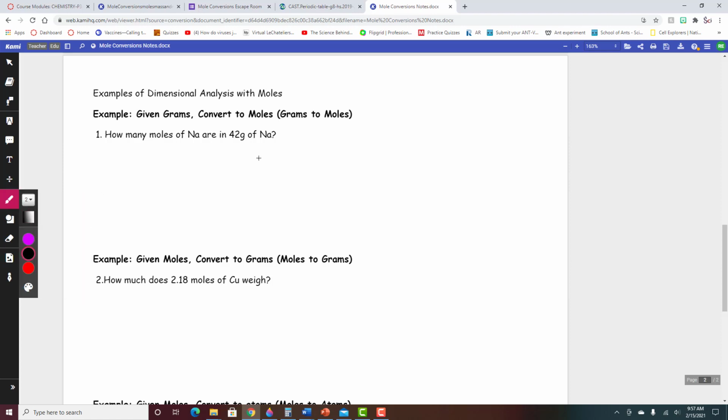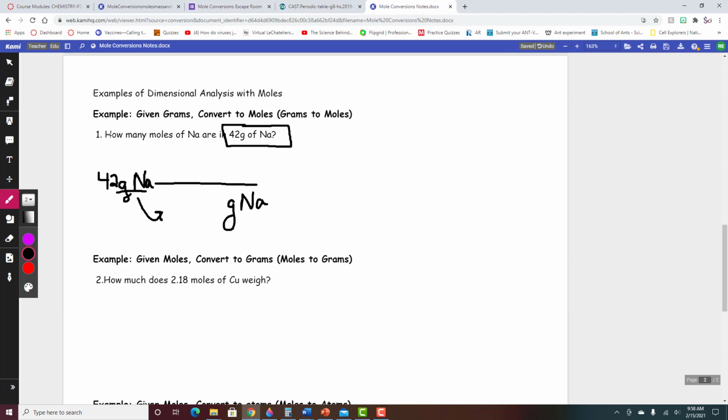So you're always going to start, rule number 1, with writing what you were given in the problem, including the units. So I'm going to write 42 grams of Na. Okay, that is step 1. Write what you were given. Draw your division bar. Take your starting unit and put it on the bottom. So this is going to be g of Na down here on the bottom.